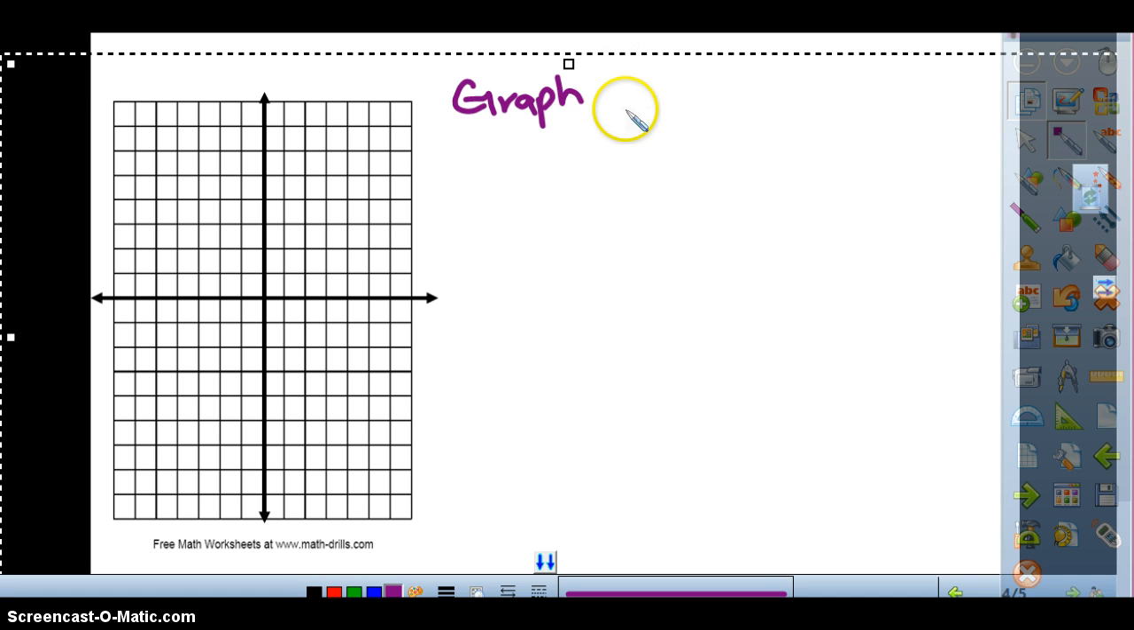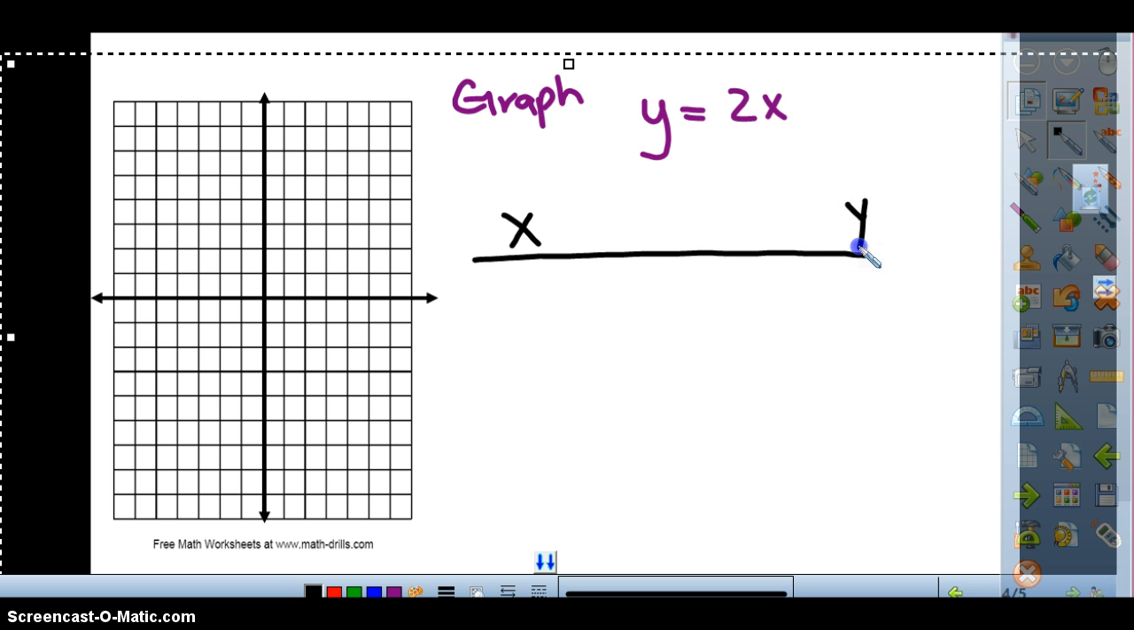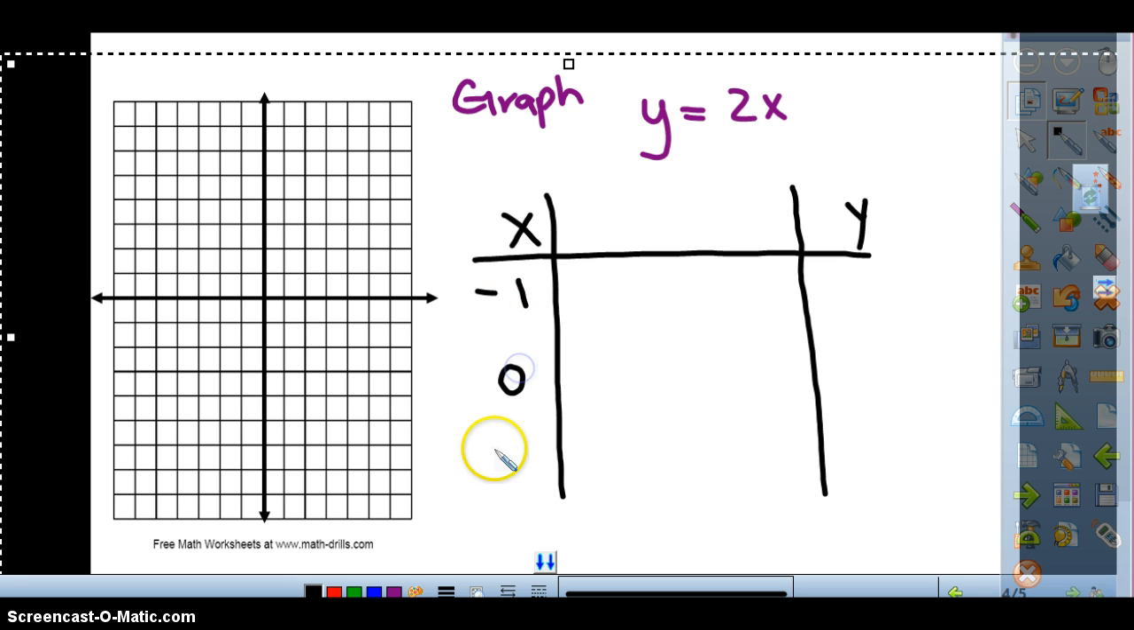If we need to graph y equals 2x, first we need to create our table, our x and y table. At a minimum, we need 3 points for our line. Well, 2 points make a line, but we're going to aim for 3 points. So let's choose, for example, negative 1, 0, and 1.